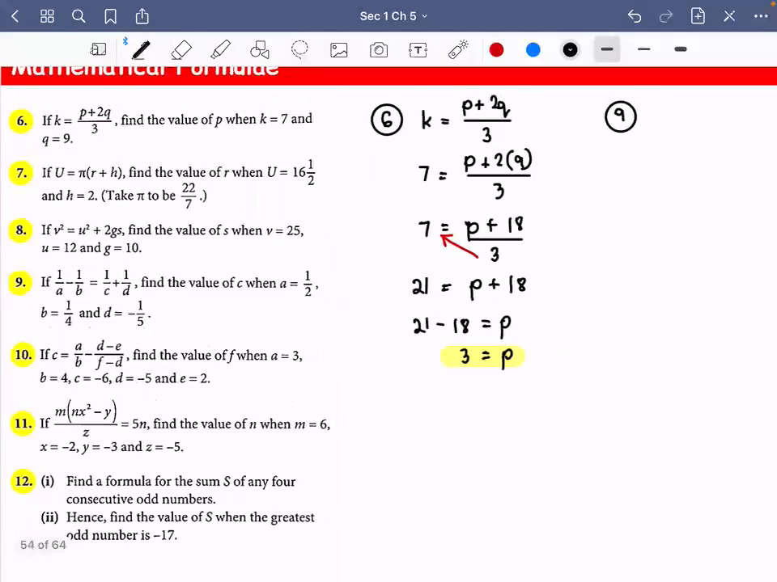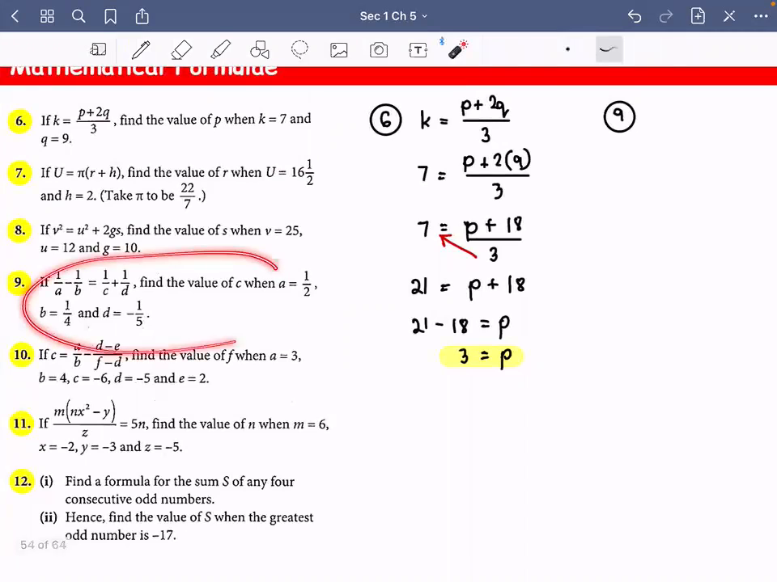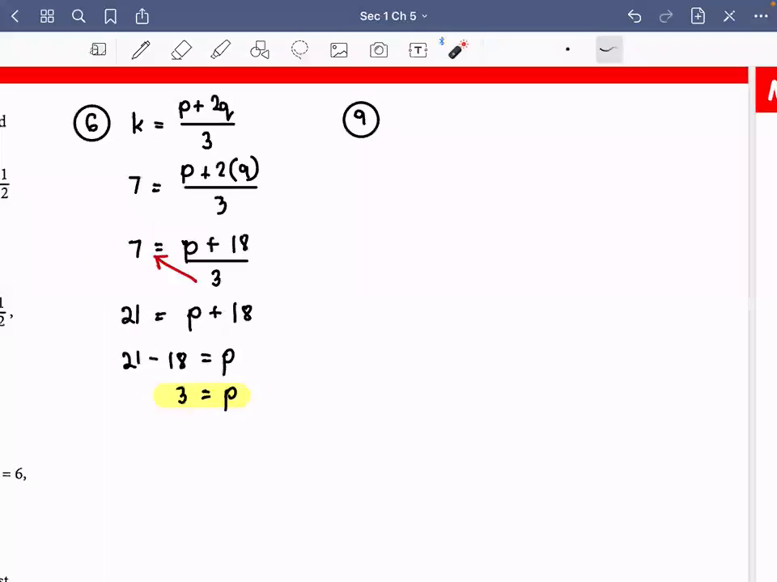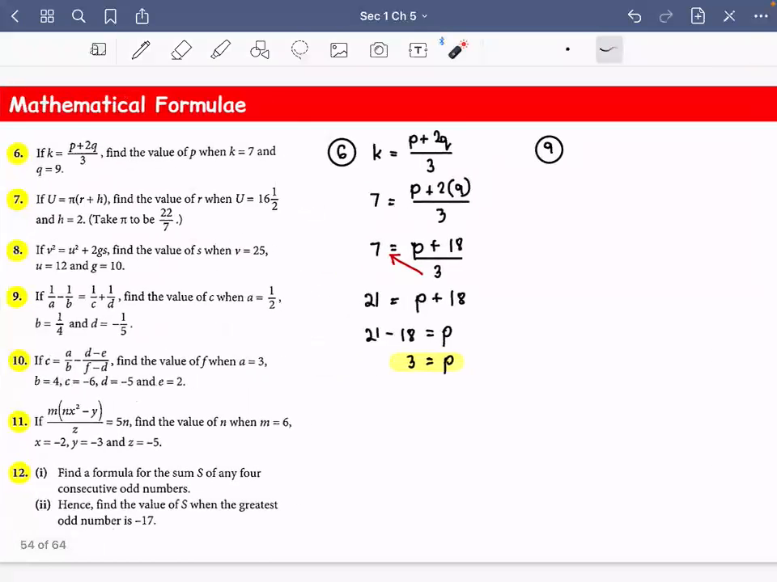Okay, now for number 9, by the way, you can turn your books to page 138. Okay, let's do number 9. Now, I know number 9 is not in your homework, so please listen carefully. If 1 over A minus 1 over B is equal to 1 over C plus 1 over D, find the value of C when A is 1/2, B is 1/4, and D is negative 1/5. Okay, now you can use your calculator here for these questions.